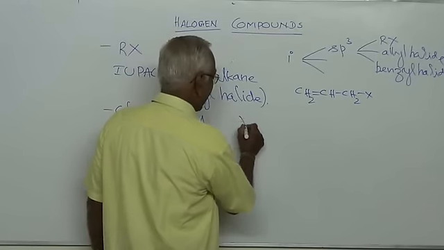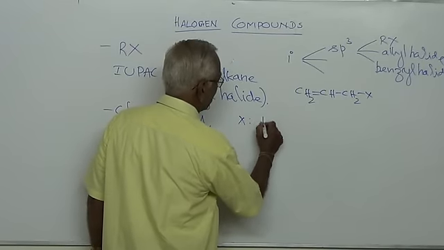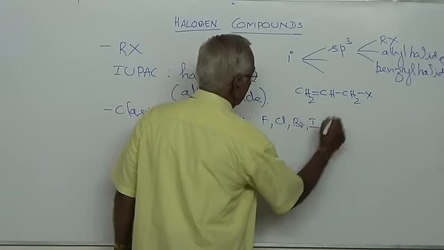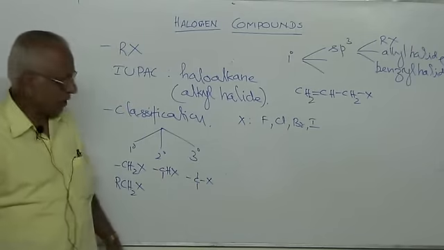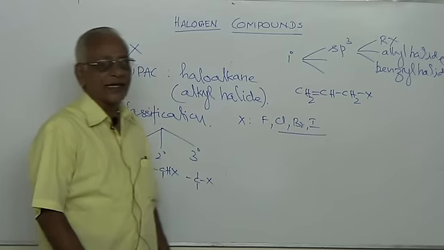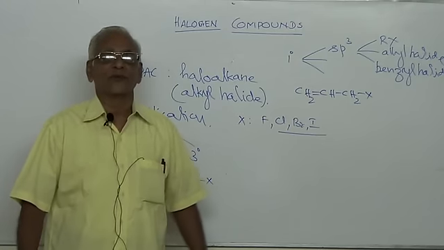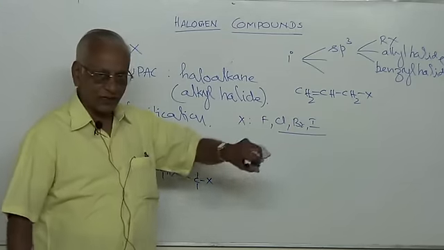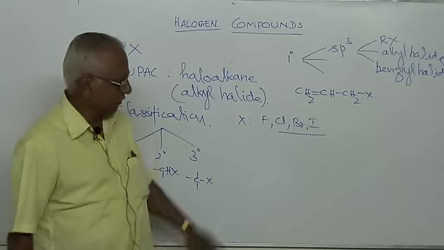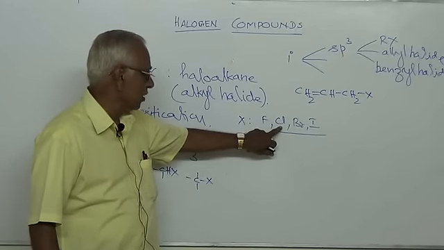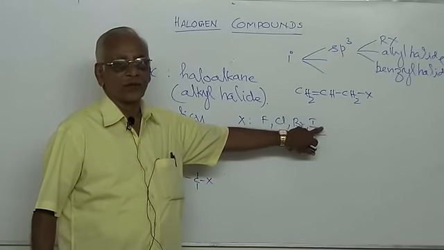Again, the halogen can be any halogen. Fluorine, chlorine, bromine, and iodine. But among these four halogens, normally we use only three halogens: alkyl chloride, alkyl bromide, and alkyl iodide. We rarely see alkyl fluoride in any textbook.